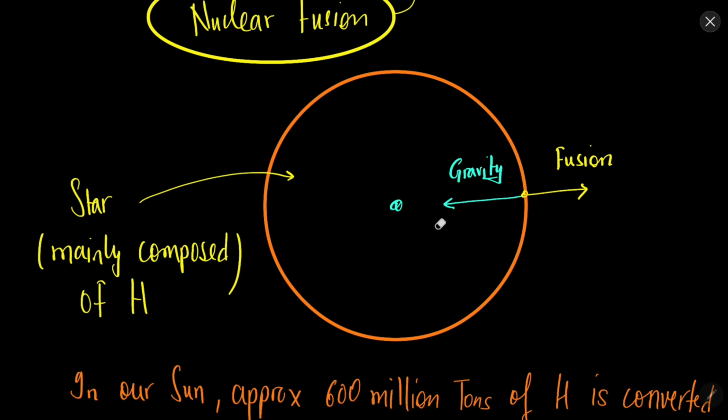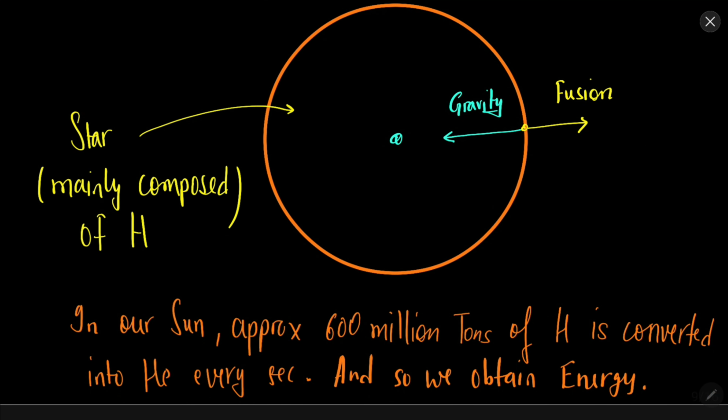When these two forces are in balance, the star is stable, but when one of these forces is stronger, the star will either explode or it will compress. So the sun is around 500 crore years old, and it has around 500 crore more years to live. After that, gravity will compress the star suddenly, and the star will die. In each second, the sun converts around 600 million tons of hydrogen into helium, and a lot of energy is obtained.